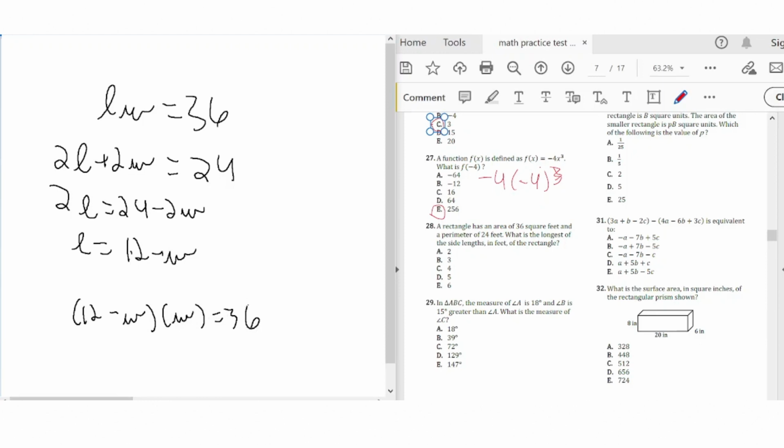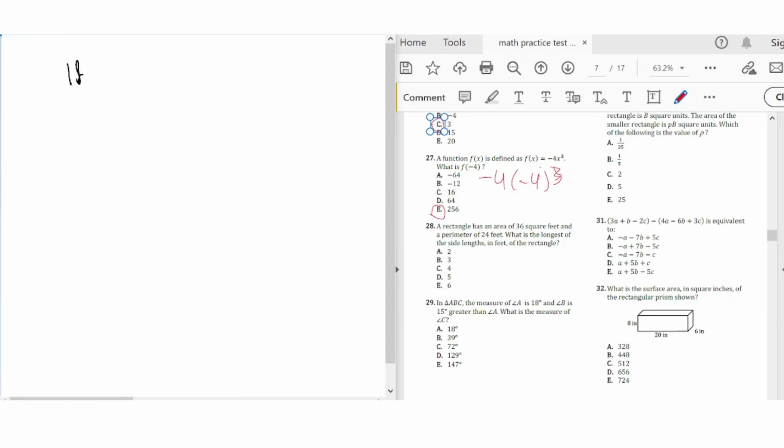Distributing that W, we have, and this is a quadratic equation. So let's go to a new page to write this out. 12W minus W squared equals 36. So we can solve for 0 here. So let's do 0 equals W squared minus 12W plus 36.